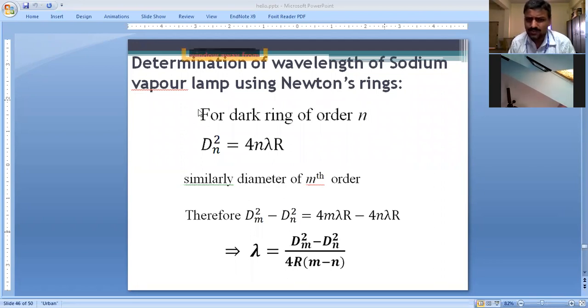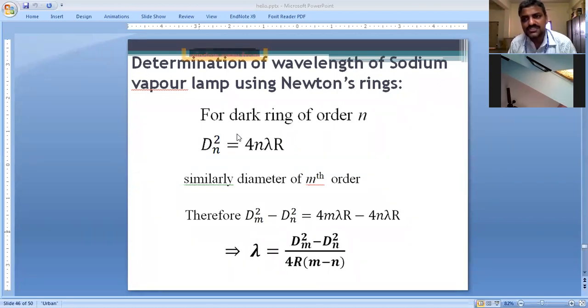How? Please take the expression for the dark fringe. Just now I said dark rings are important as far as any experiment is concerned. So I am going to take the diameter of the nth dark ring. The nth dark ring's expression we have derived in the previous slide as dn square is equal to 4n lambda r. I am not taking the square root because it is convenient to deal with dn square rather than dn. So for the dark ring, this condition is okay.